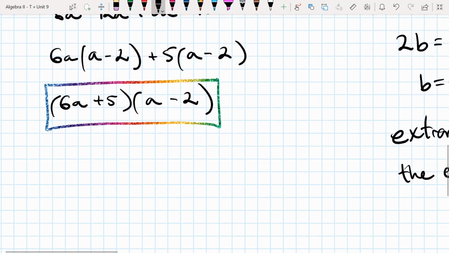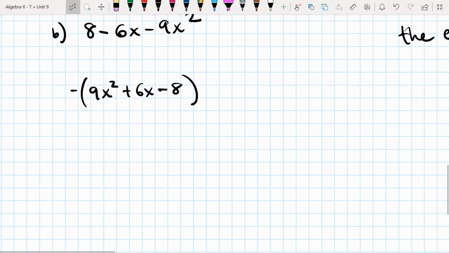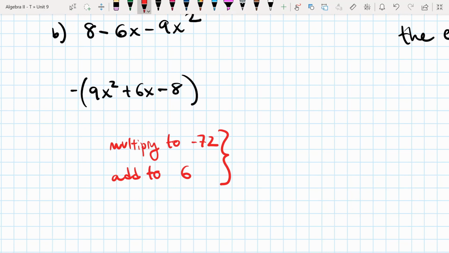Okay, letter B wants us to factor 8 minus 6x minus 9x squared. To make this a little bit easier, I'm going to factor out a negative 1 from each term. And now let's see if we can do factoring by grouping here. So we want two numbers that multiply to the product of 9 and negative 8. That's negative 72. And add to positive 6. Okay, so take a moment to think about what those might be. They are 12 and 6.